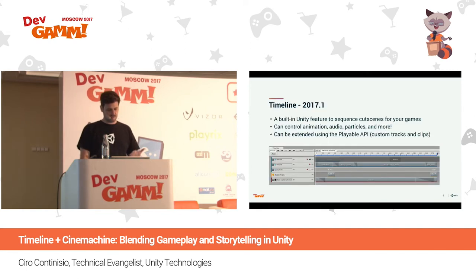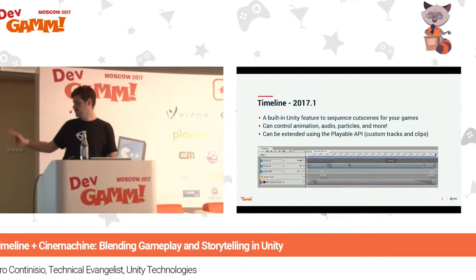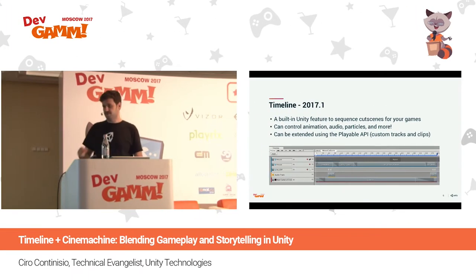So how does timeline look? This is how it looks. It's basically a classic timeline interface, as you would see in Adobe products or any kind of film editing software. It's a new feature built in Unity, which is going to debut in 2017.1, which is the next version, which is in beta now. It's a new feature to sequence cutscenes for your games or films or anything else. And it can control animation, audio, particles, and more.